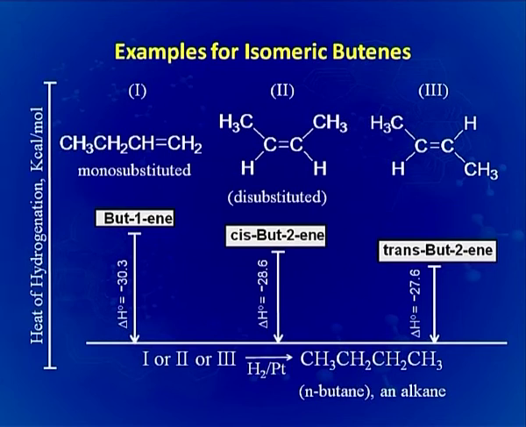We are trying to look at examples of some isomeric butenes. It is a monosubstituted butene 1, then a disubstituted cis 2 butene and its isomer trans 2 butene. Each one of them on hydrogenation yields n-butane, that is an alkane. While there is a little difference in heat of hydrogenation values, for butene 1 it is 30.3, for cis 2 butene it is 28.6 and for trans 2 butene it is 27.6.